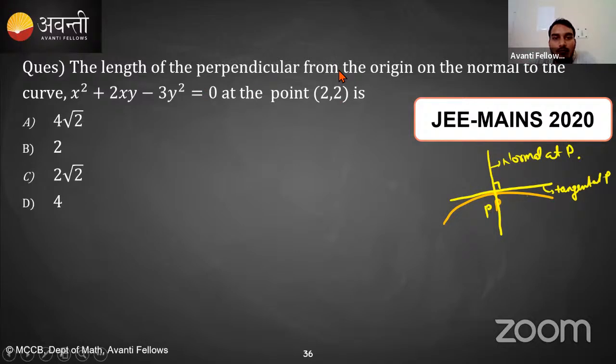Length of perpendicular from the origin on the normal to the curve x square plus 2xy minus 3y square equal to 0 at point 2, 2. This curve is given. So you just need to first find the equation of the normal. Whatever the equation of normal you get at this point 2, 2, you then find the perpendicular from the origin. That's all. Is the question clear, everyone? Then you have 1 minute, solve this question and let me know the answer.